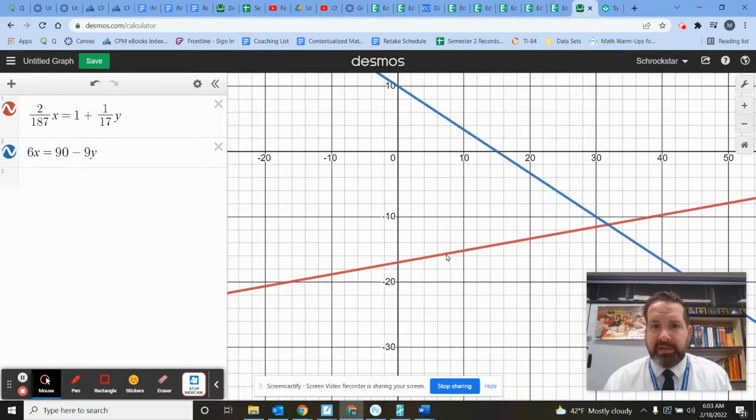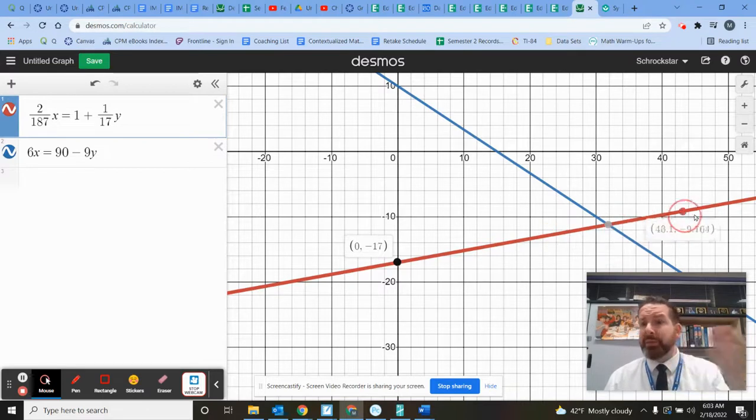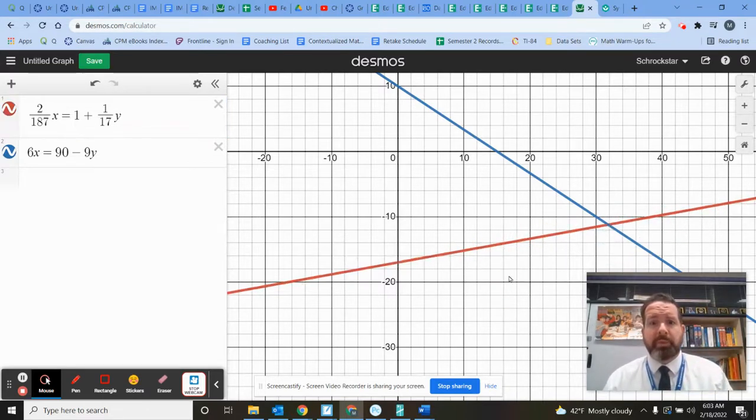Okay, so here it is down here. That's my new red equation. So for example, if I put a 0 in for the x up here and a negative 17 in for the y, I get a true statement. Any other ordered pair on this red line makes that red equation true.